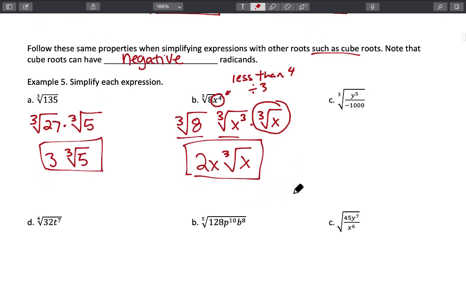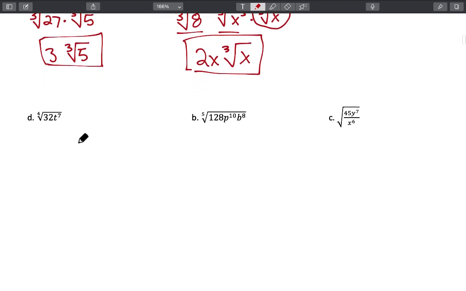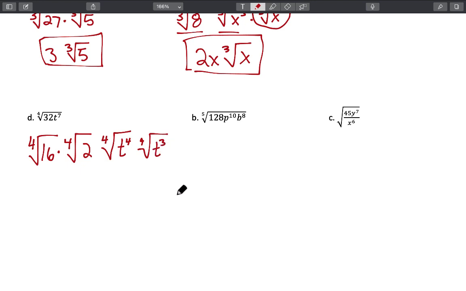Let's skip over letter C for right now. Let's go down to letter D. Let's see if we can do something similar. We've got the fourth root of 32, which is going to break down to the fourth root of 16 times the fourth root of 2. And then we have t to the 7th. Well, 7 is not divisible by 4, so you want to think of the highest number less than 7 that's divisible by 4. And that would be 4. So this is going to simplify to the fourth root of t to the 4th times the fourth root of the remaining amount, which is t cubed.